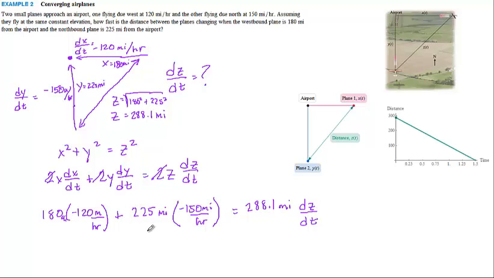So when I do the algebra of this, just crunch this number, crunch this one, and then divide everything through by the 288, you will get dz over dt is about negative 192 miles per hour. Why is it negative? That's because this distance is closing in with time, meaning that depending on whatever time it is that you're looking for, this distance is getting smaller and smaller, so these z values are getting smaller with time. And there's my airplane problem.